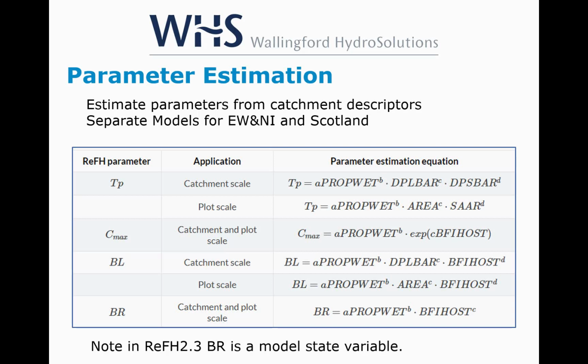Cmax is estimated from both how wet the catchment is and the impermeability, which again is perfectly reasonable. BL, the base flow lag, is estimated based on PROPWET, the DPLBAR and BFIHOST, so impermeability and the size and type of river network we've got. And BR, the base flow recharge, is based on the wetness of the catchment and again the impermeability.